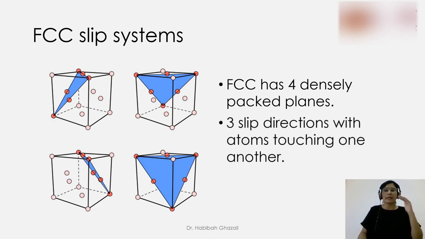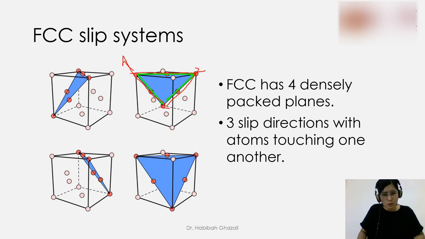And there are 3 slip directions in each of these planes. These 3 slip directions are where the atoms are touching one another. So this is one direction, and this is the other one, and this is the other one. In all of these directions, you can see that these atoms are touching each other. Remember, the atoms are densely packed. So in that direction, the atoms are actually touching each other. So the dislocation line will prefer to move on that plane, either in this direction, that direction, or that direction.